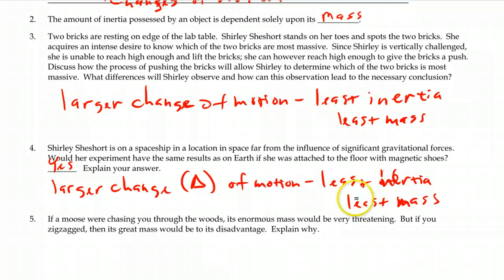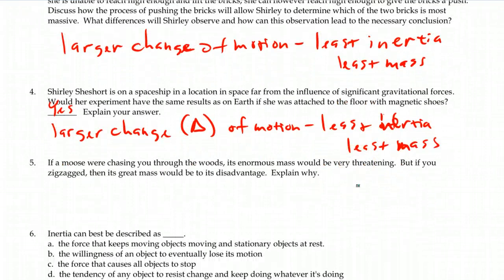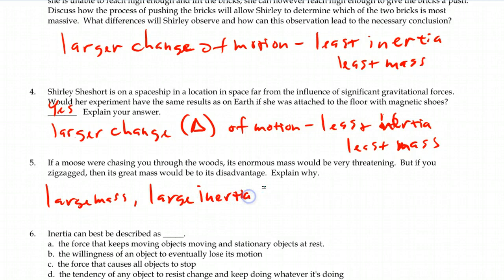If a moose were chasing you through the woods, it has a large mass. That's very dangerous if it should happen to hit you. But if you zigzagged, then we'd put its mass to a disadvantage. And the reason for that again is the large mass of the moose means it has large amounts of inertia. That means the moose is going to have a very difficult time changing its current motion. So if it's moving straight ahead chasing you, if you zig, it's going to be very hard for the moose to make that change of motion.